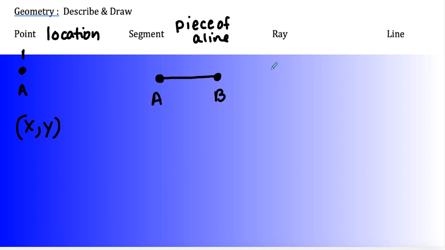A ray. A ray is what I just drew. A ray has a point, or it starts at a point and goes in one direction forever. Now, I had an open circle. It's still a ray. It just doesn't include that point. But normally when you draw rays in figures, they're going to be closed points. A ray could go like this. It could go like this.